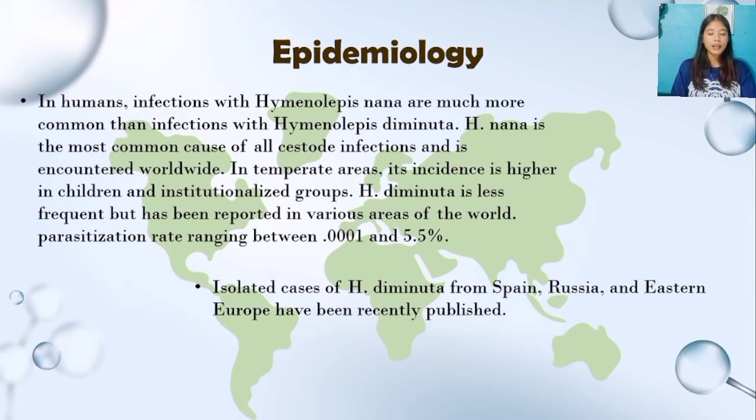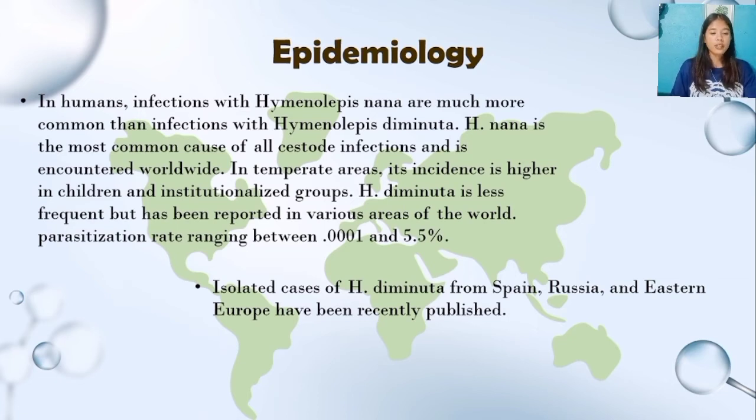Epidemiology. In humans, infections with Hymenolepis nana are much more common than infection with Hymenolepis diminuta. H. nana is the most common cause of all cestode infection and is encountered worldwide.